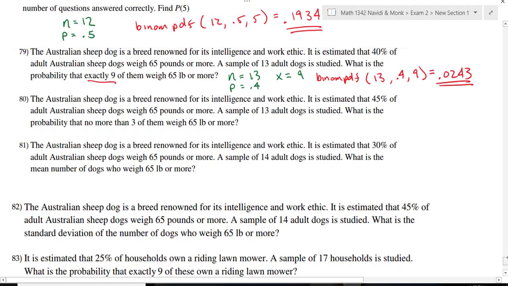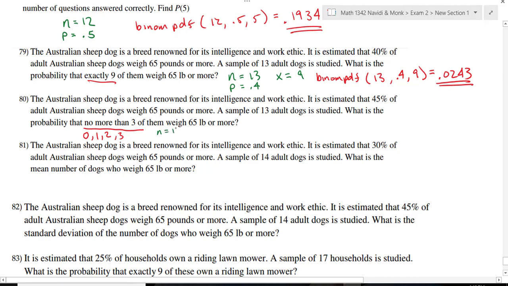Number 80. Once again, the Australian sheepdog. Now they're saying that 45% of them weigh 65 pounds or more. We still have a sample of 13 dogs. What is the probability that no more than 3 of them weigh 65 pounds or more? No more than 3 means that it could be 0? Is 0 no more than 3? Is 1 no more than 3? Is 2 no more than 3? Is 3 no more than 3? Is 4 no more than 3? No.